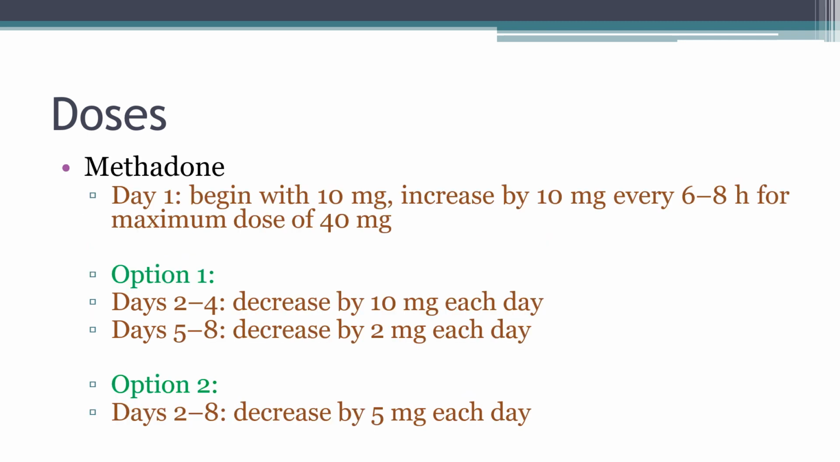For methadone, on day 1 begin with 10 milligram and increase by 10 milligram every 6 to 8 hours up to a maximum dose of 40 milligrams. Then for day 2 onwards, there are two options. Option 1, for days 2 to 4, decrease the dose by 10 milligram each day, and then decrease the dose by 2 milligram each day further for 5 to 8 days. In option 2, from day 2 to 8, decrease the dose by 5 milligram each day from the initial dose.